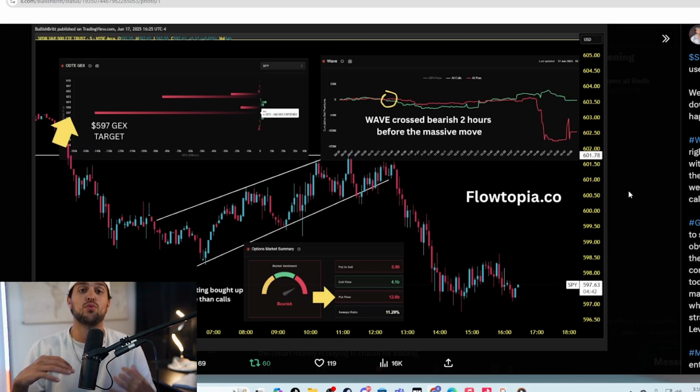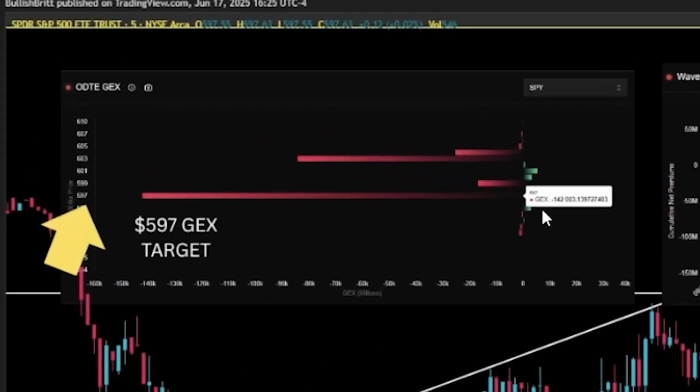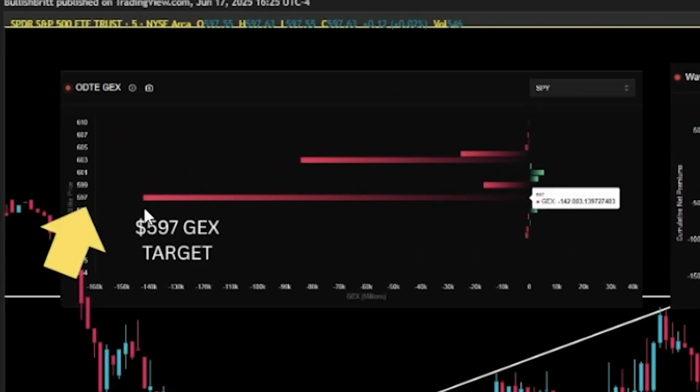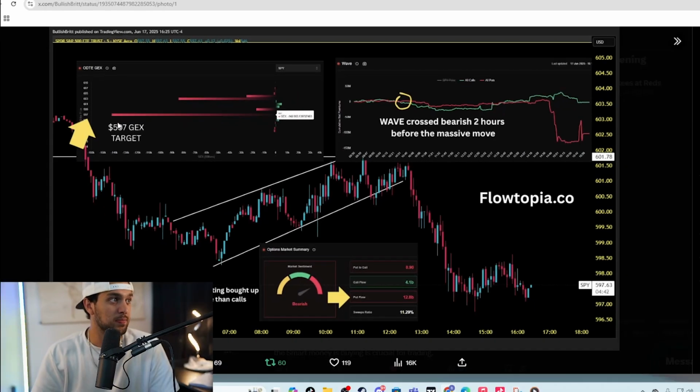So I want to show you how you could line it all up, because when it all lines up, it makes so much more sense. So let's start off with the top left of this example. We have a 597 GEX target. This means that we have the highest negative level at 597. So we know that this could act as a magnet, price target. In simple terms, support or resistance, whatever it might be. We know that that level is very important.